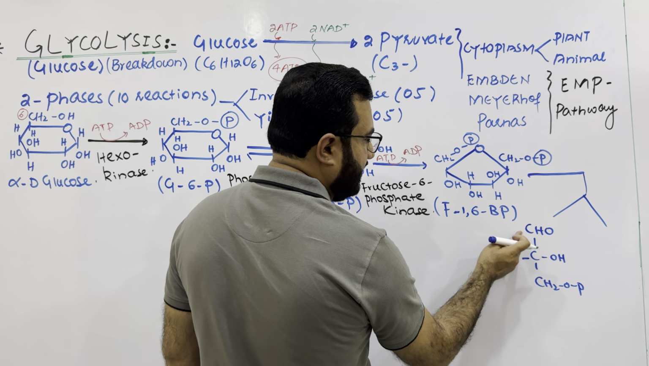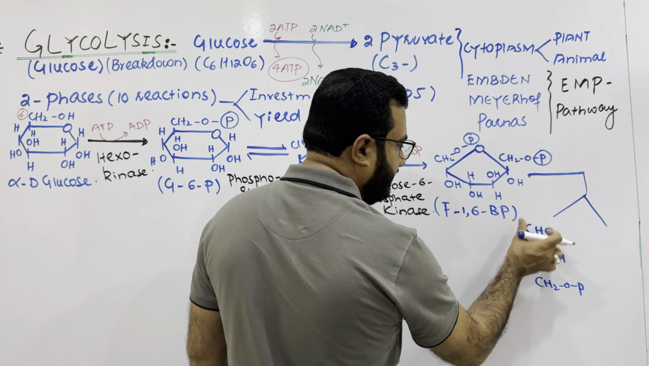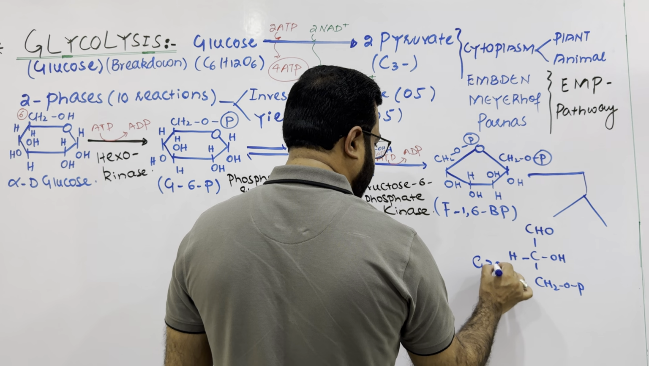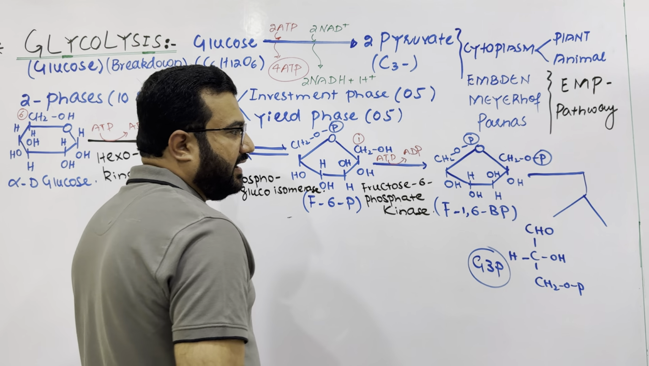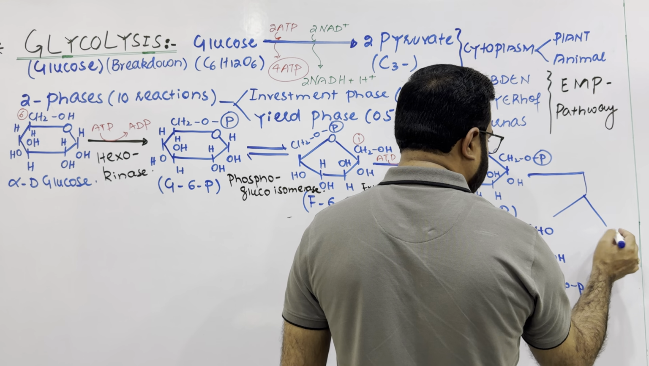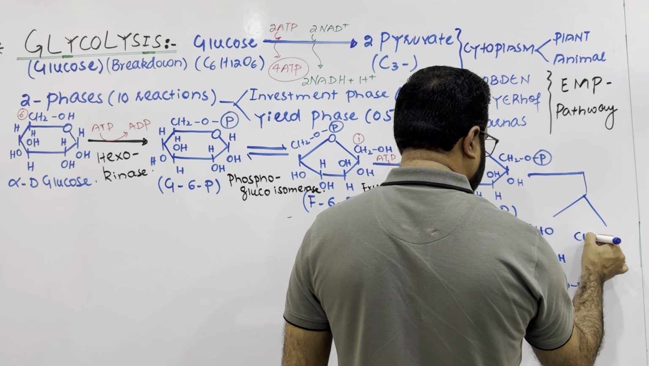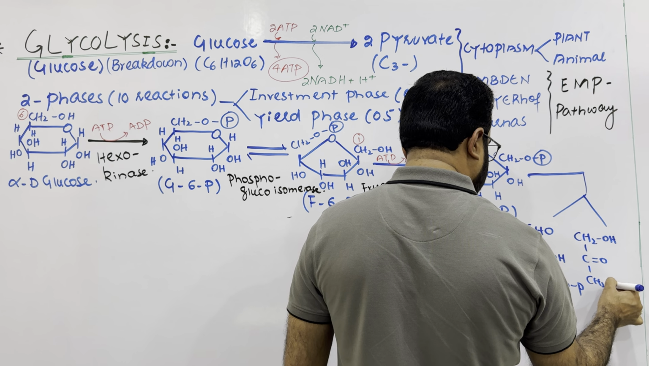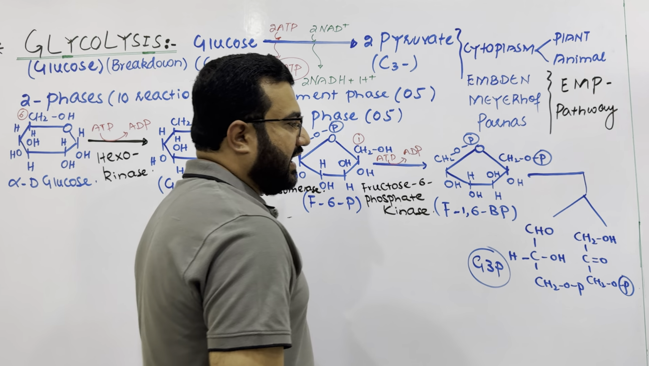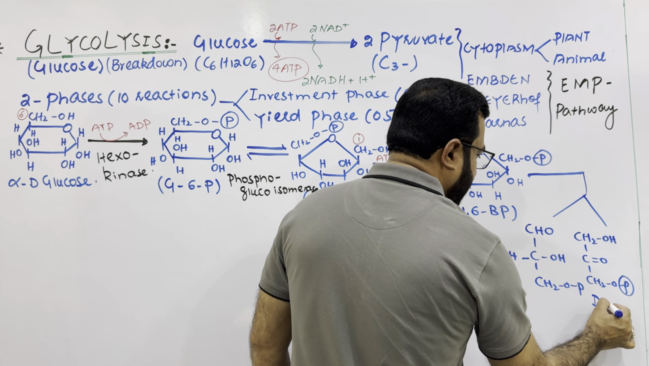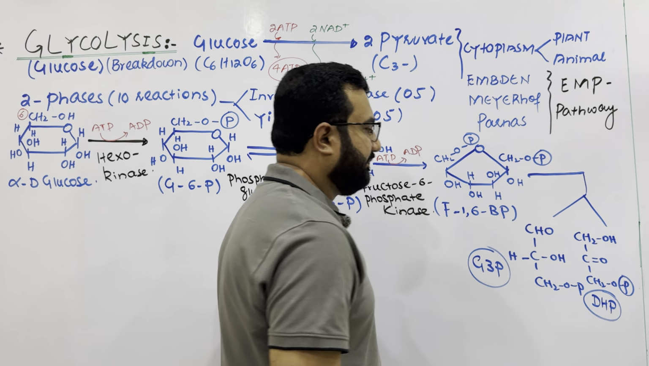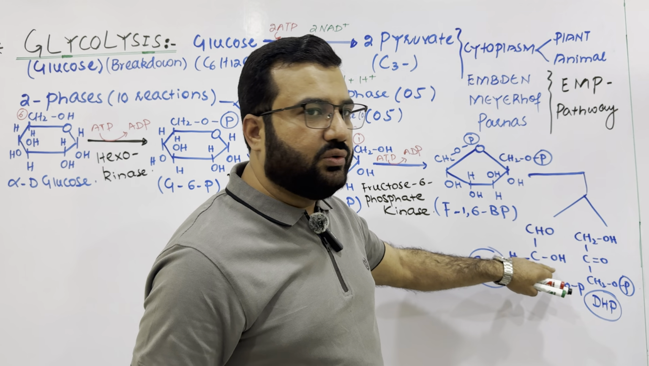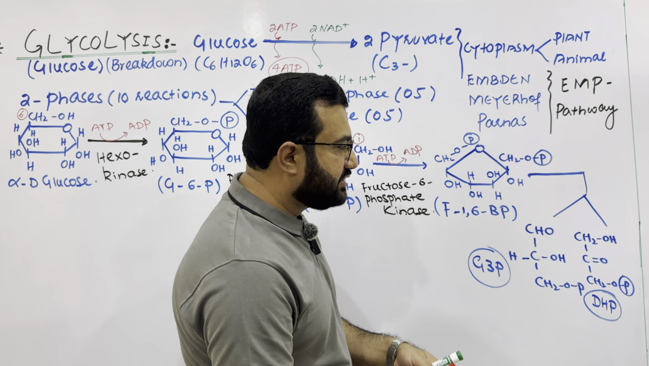This one is the first carbon, second and third, because with the third carbon of this triose, the phosphate group is attached. So that is called glyceraldehyde 3-phosphate, G3P. And second, its isomer is produced, which is basically a ketone. It is a ketose. And that ketose is called dihydroxyacetone phosphate. These are two trioses.